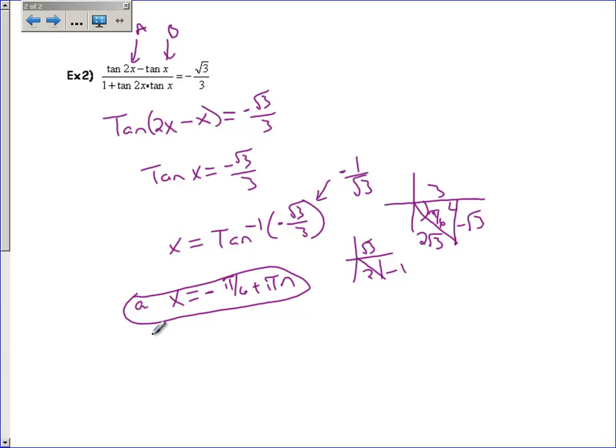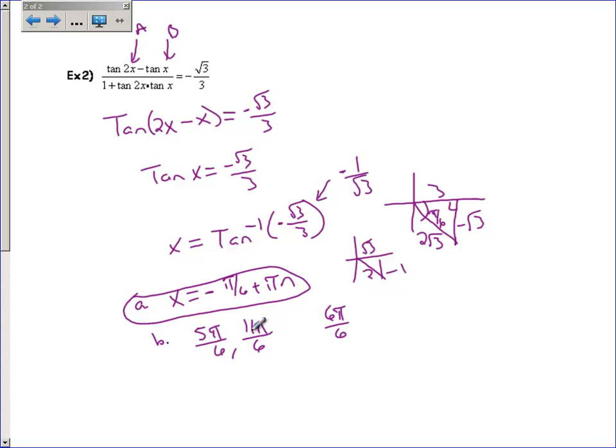And then for B, we just want all of the solutions from 0 to 2 pi. So negative pi over 6 is not in 0 to 2 pi, so we're going to add pi in. Of course, I'm going to add pi in the version 6 pi over 6. So if you add 6 pi over 6, you're going to get 5 pi over 6. And we're still not to 2 pi, so let's add pi again. We get 11 pi over 6.